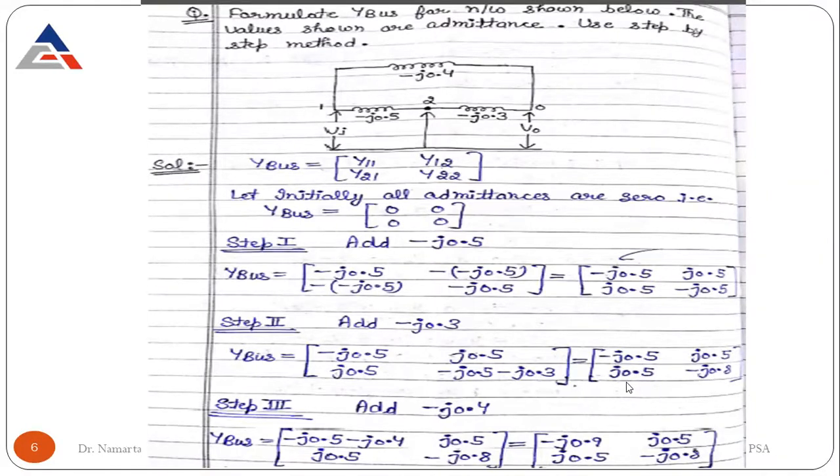Now in the final step, just add minus j.4, and this will affect only the Y11 entry. The rest of the entries remain the same. So it is minus j.5 minus j.4, which comes out to be minus j.9, and the rest of the entries are the same. This becomes our final YBUS matrix for this 2 by 2 bus system. So this is a simple example to formulate the YBUS using the step-by-step method.